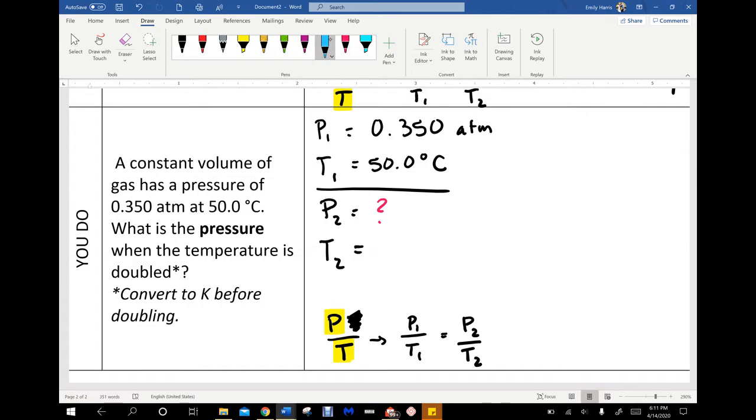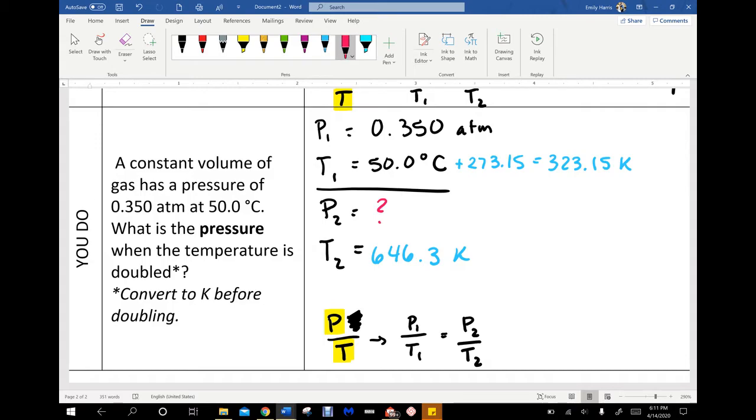So what we'll need to do is convert our first temperature to Kelvin by adding 273.15. And when you do that, you should get 323.15 Kelvin. And then we say, okay, what happens if we double that? So we'll multiply 323.15 times 2 to get 646.3 Kelvin for our second temperature.